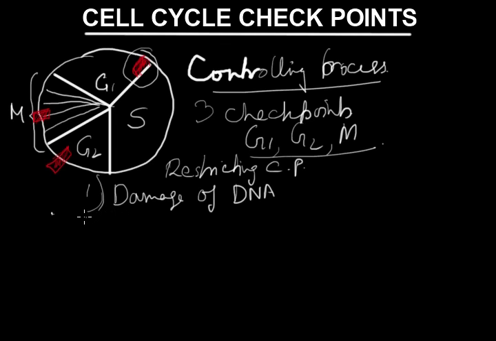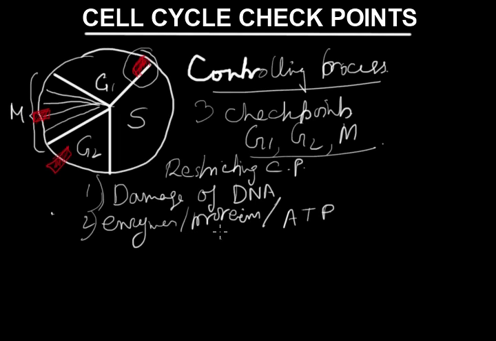Next, number 2, what has to be checked are the enzymes, proteins and ATP. All these have to be properly present, because S phase involves the replication of DNA, and the enzymes, protein and ATP are all going to be required at S phase for DNA replication. So these things have to be checked.